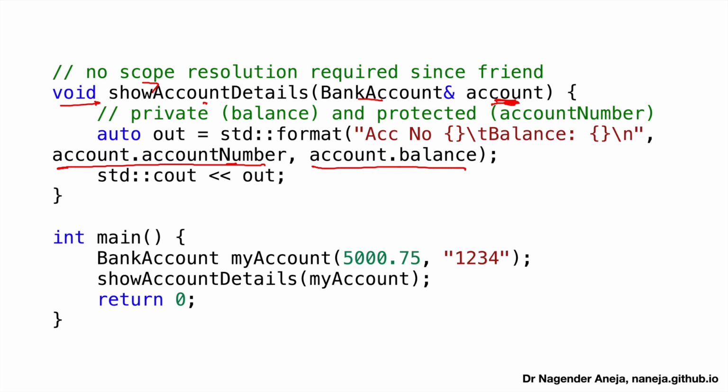And in the main, we have my account, and we can initialize it with this balance and the number, and then we can say show account details of this object. We can directly pass it. We can't use the dot operator here in main, but show account details can use the dot operator and can display it in this main.